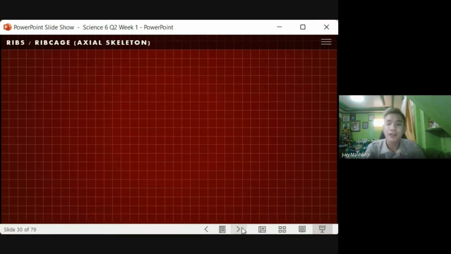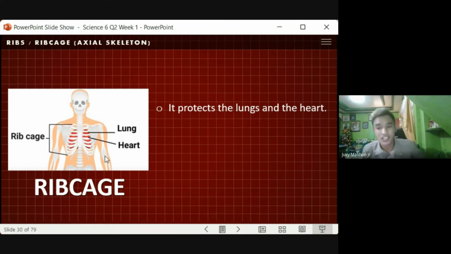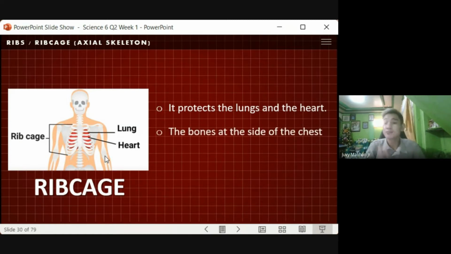Now, another part of our axial skeleton is our rib cage. As you can see in the picture, class, the rib cage protects the lungs and the heart. Nasa loob siya ng ating rib cage. The ribs are the bones at the side of the chest. So ilang pairs sa tingin ninyo mayroon ang ribs natin? Any idea? Okay, very good. There are 12 pairs of ribs that protect our heart and our lungs.